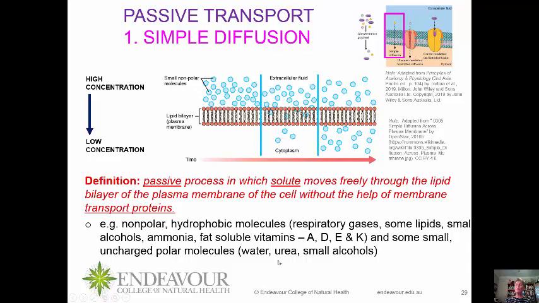And some small uncharged polar molecules will go through, such as water, urea, which is a byproduct of protein metabolism, and some of your small alcohols. Okay, so that's simple diffusion.